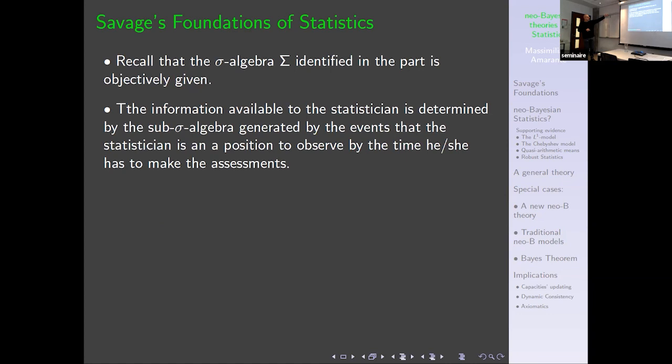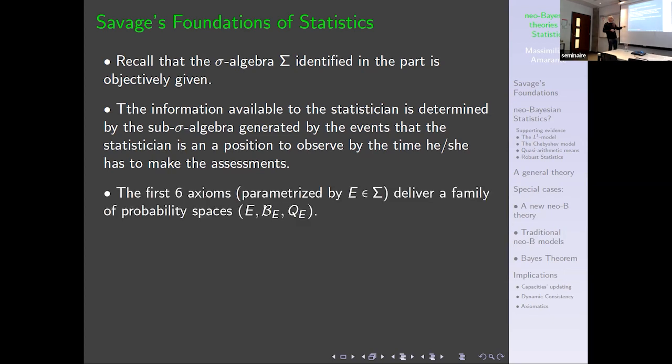So just use what we have seen before. To begin with, remember that the sigma algebra sigma is generated objectively, the one that makes all the functions measurable. What is the information available to the statistician? This is determined by the events that the statistician is in a position to observe, the data that can be gathered and observed. Since we assume that the statistician knows how to do logical operations and induction, it's the sub-sigma algebra generated by the events that can be observed.